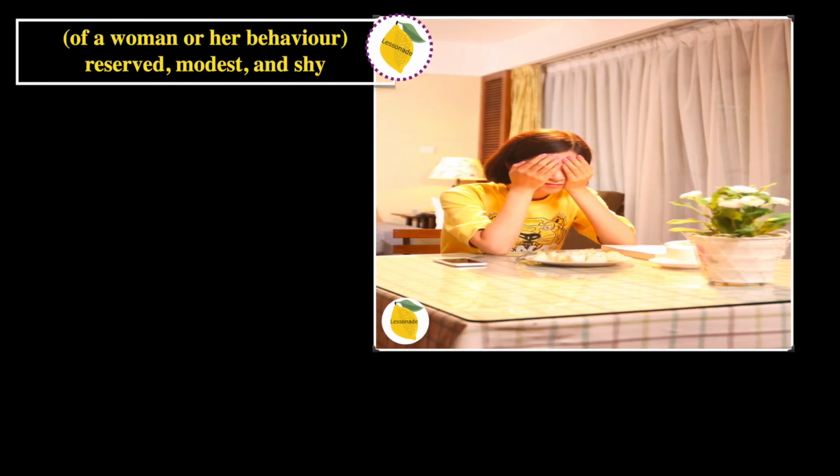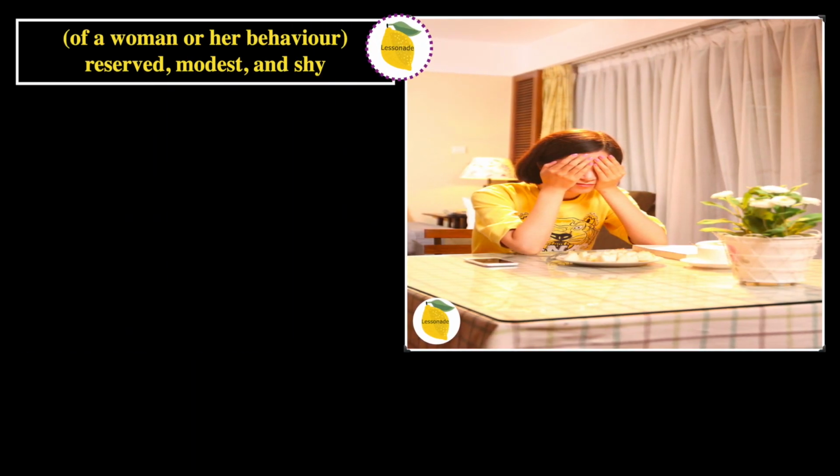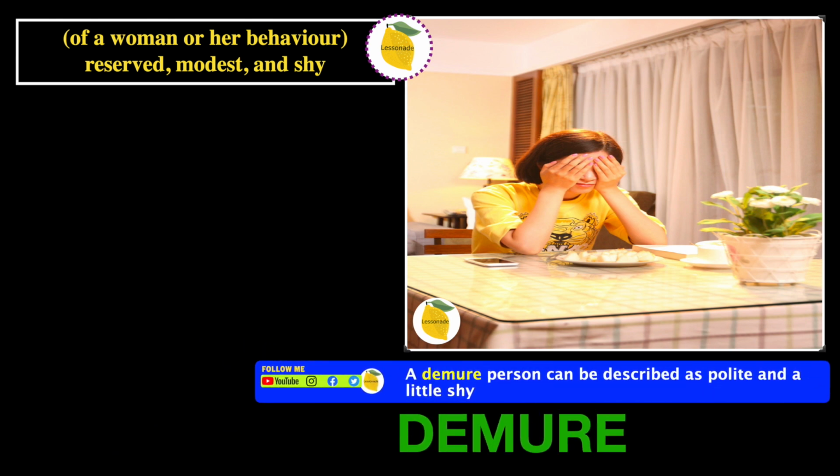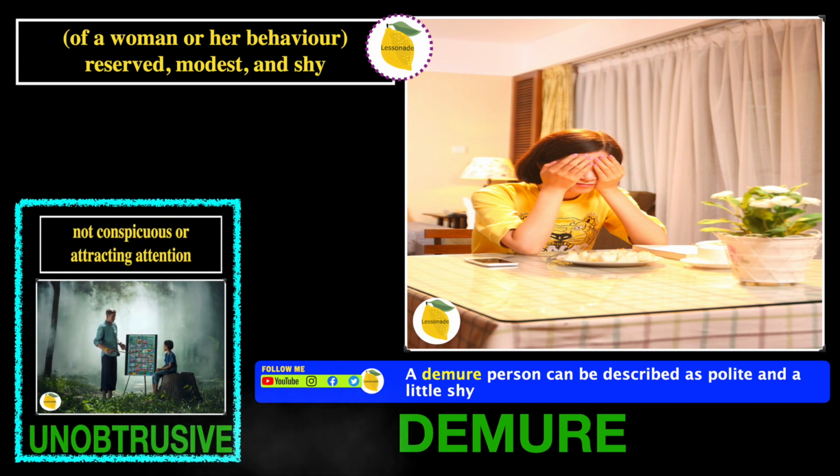The next one is of a woman or a behavior reserved, modest, and shy. And in this picture we could see a woman with a reserved, modest, and shy behavior. And therefore the word will be demure. And the sentence for this word is, a demure person can be described as polite and a little shy. So once again, before we go into the next one, let's try to recall the previous slide. So the word we learned in the previous slide is unobtrusive. Let's go on to the next one.